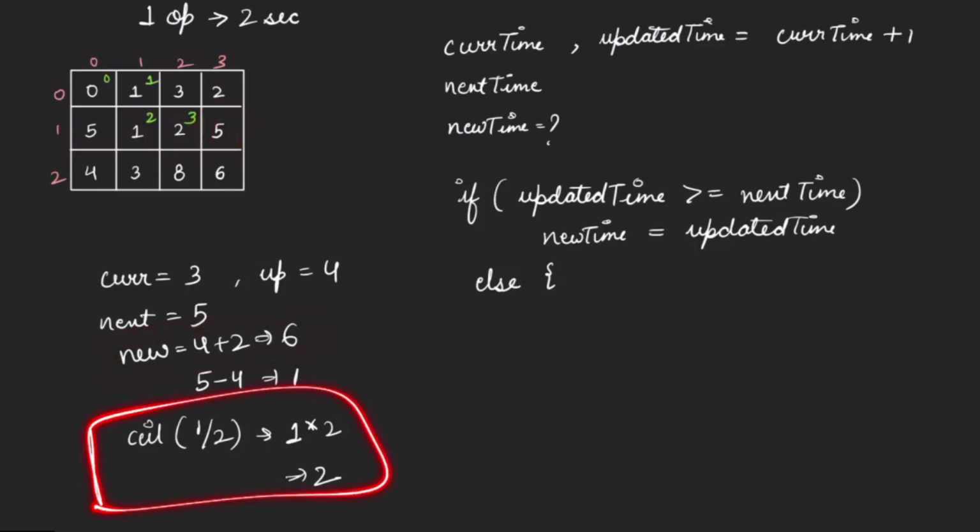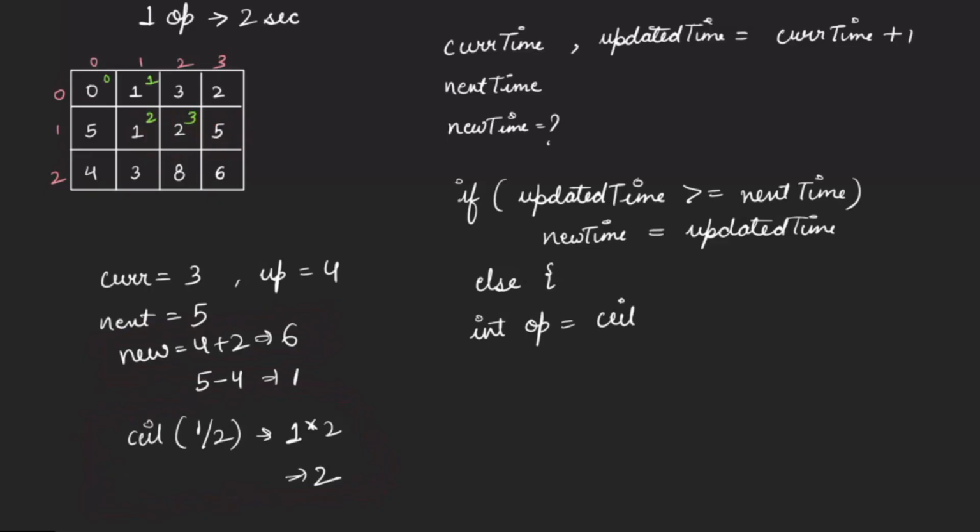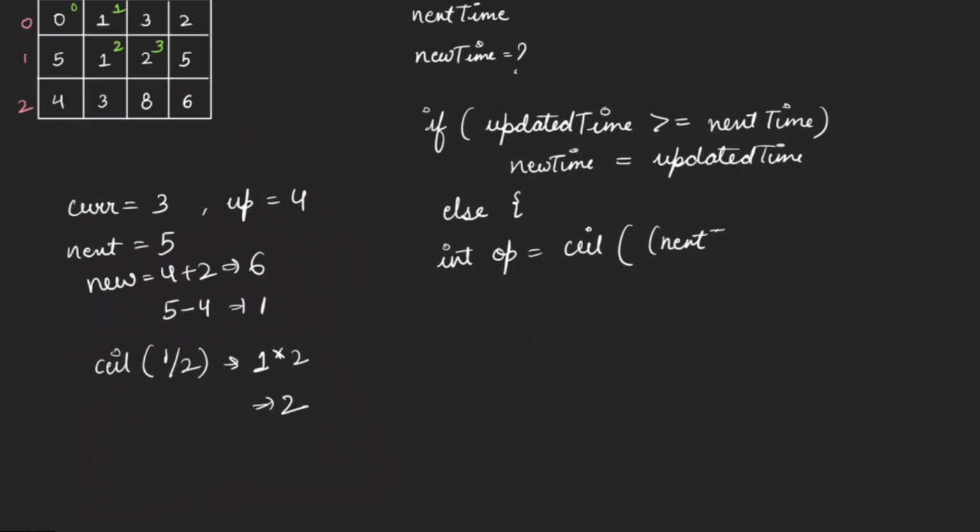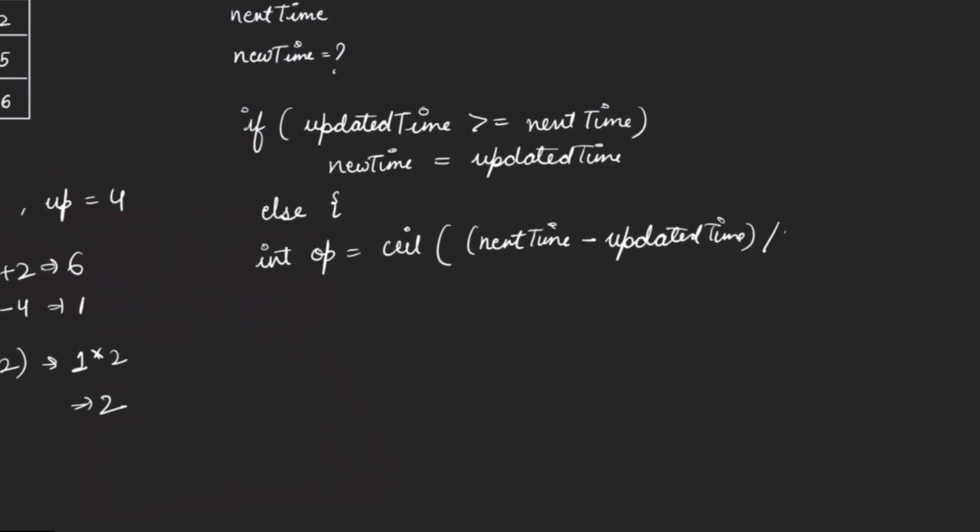So what is the formula that we derived? First we identified how many operations we need to perform, right? And how do we identify the operations? The operations will be equal to the ceil of the number of seconds that have to be wasted divided by 2. And how do you identify the number of seconds to be wasted? Next time minus the updated time, right? So you take the ceil of next time minus the updated time, divided by 2. This will give you the number of operations that need to be performed.